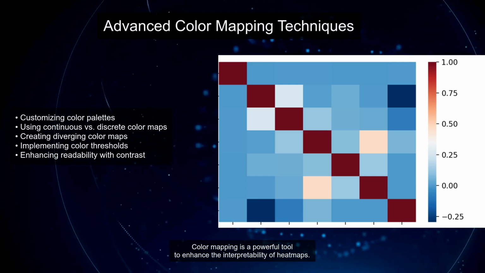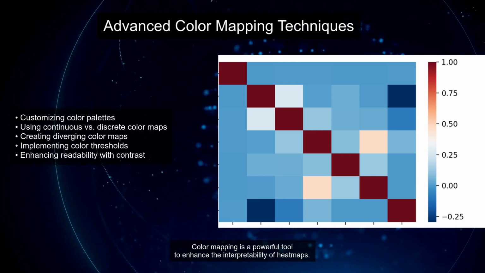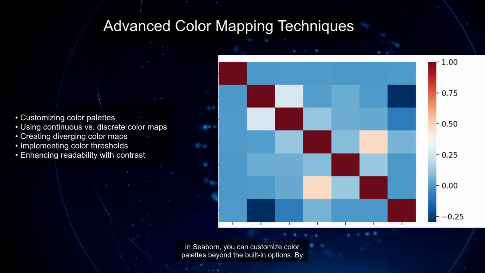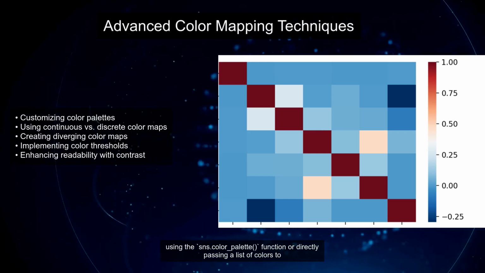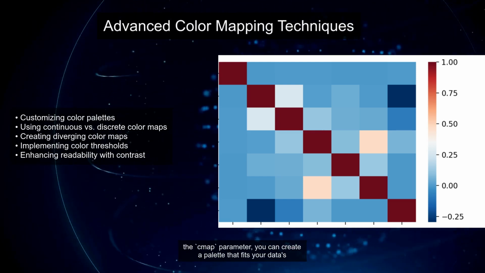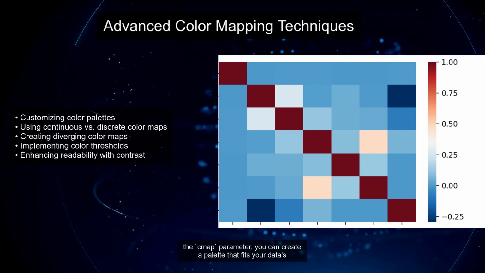Color mapping is a powerful tool to enhance the interpretability of heat maps. In Seaborn, you can customize color palettes beyond the built-in options. By using the sns.color_palette function or directly passing a list of colors to the cmap parameter, you can create a palette that fits your data's narrative.